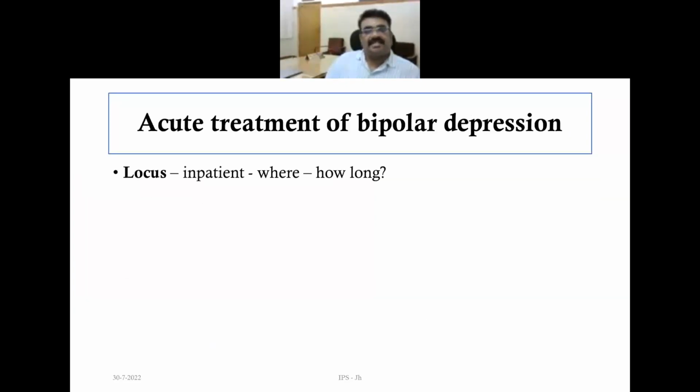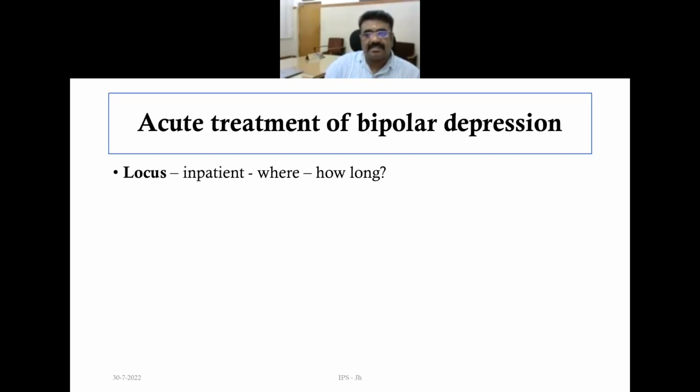The first thing, and this is more for residents who may be attending: the first question we have to decide is, where are we going to treat this patient? Inpatient or outpatient? If inpatient, how long? Where am I going to admit this patient? An intensive care unit, or a general ward? Irrespective of where I treat this patient, I should also keep in mind that the Mental Health Care Act will be applicable, and I need to take care of the law too, along with the patient. So that's the first decision that we have to take.